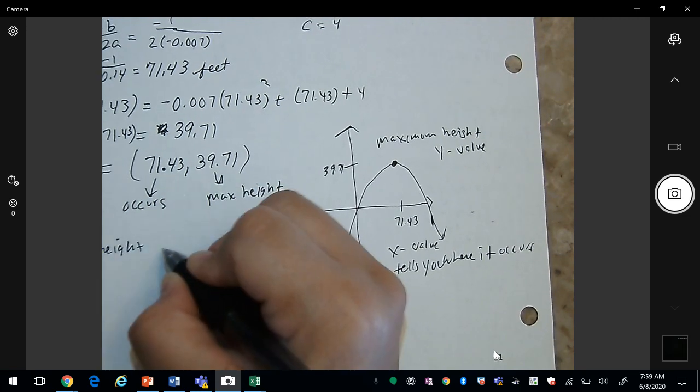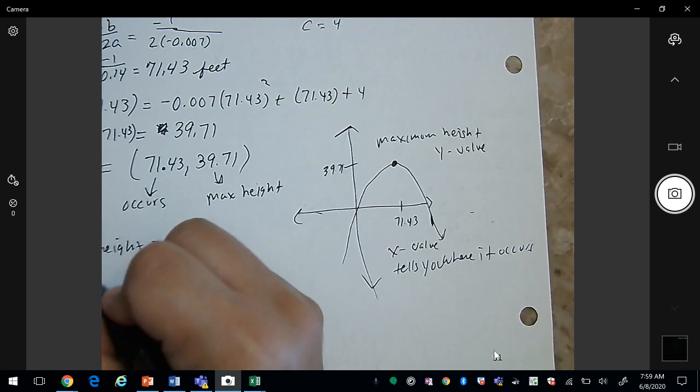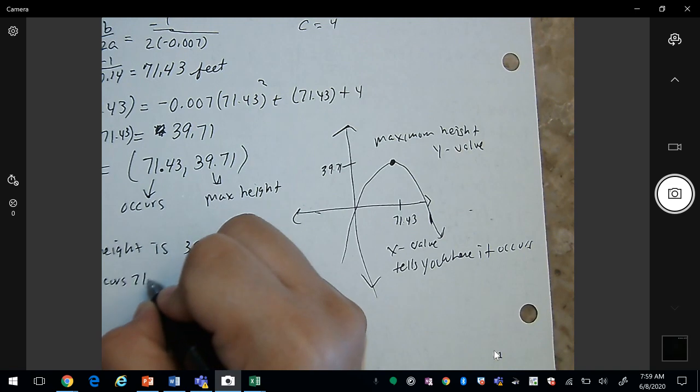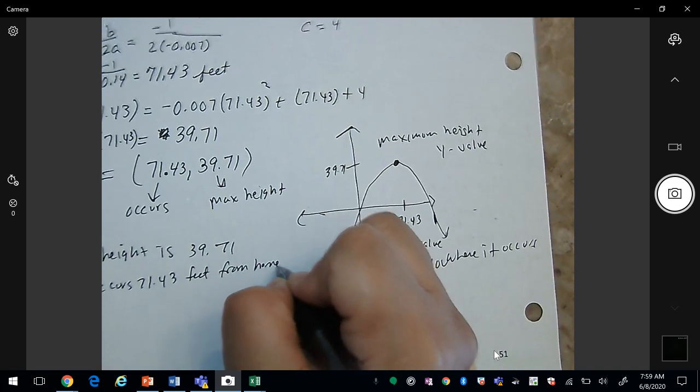So the max height is 39.71 and occurs 71.43 feet from home plate.